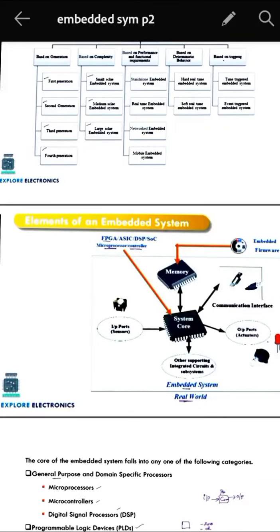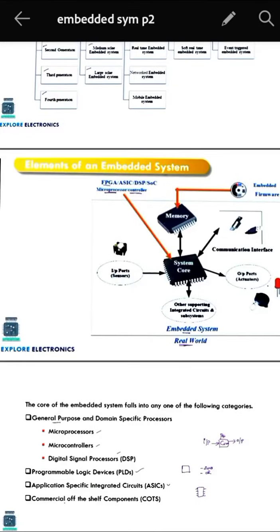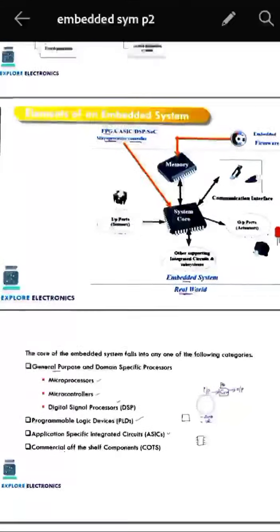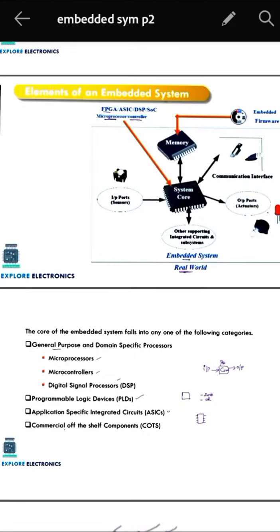The core of the embedded system falls into any one of the following categories. It may be a general purpose or domain specific processor, which contains the microprocessor and microcontroller. These are the two cores used for the core of the embedded system. Core means when the input is given to the core, it processes it and gives the output. It also contains the DSP, digital signal processing, and it uses programmable logic devices.